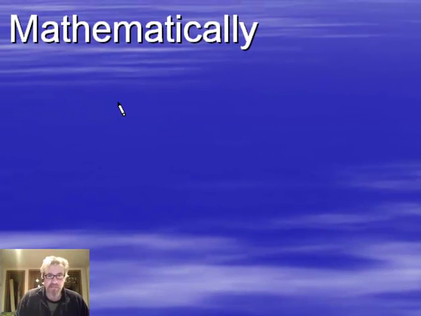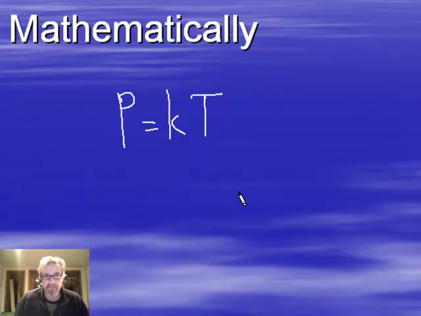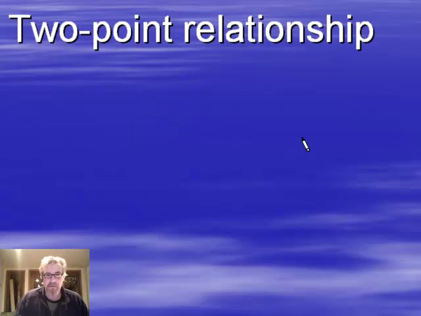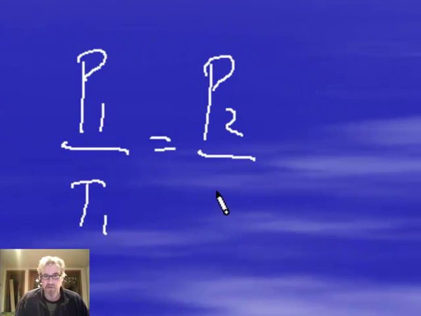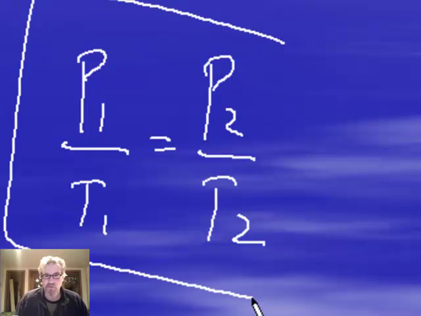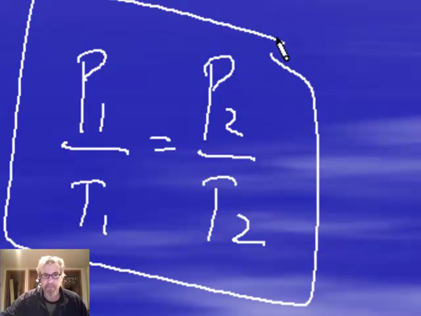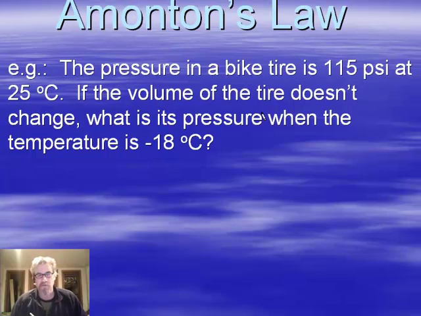So mathematically, here's how we would write it. Pressure is equal to a constant number times temperature. Thinking about a two-point form, well, pressure is constant times temperature. So pressure divided by temperature is constant. And just like we saw for Charles's law, the two-point form is going to look like this. One pressure divided by its temperature is equal to any other pressure divided by its temperature. So there's the two-point form of Lussac's law. You can use it for solving problems like this.